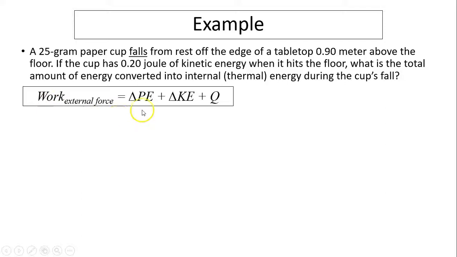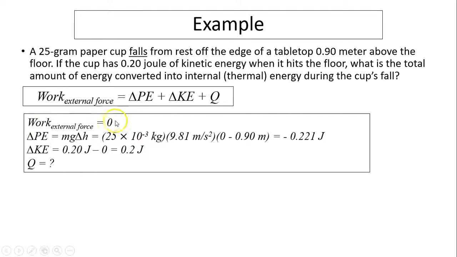So let's use the work-energy principle. The work done by external force is change in PE plus change in KE plus Q. There is no applied force in this case, so this is 0. What is change in PE? Change in PE is mg delta H. You start from 0.9, you end with 0, so change in PE is actually negative 0.221 joules.